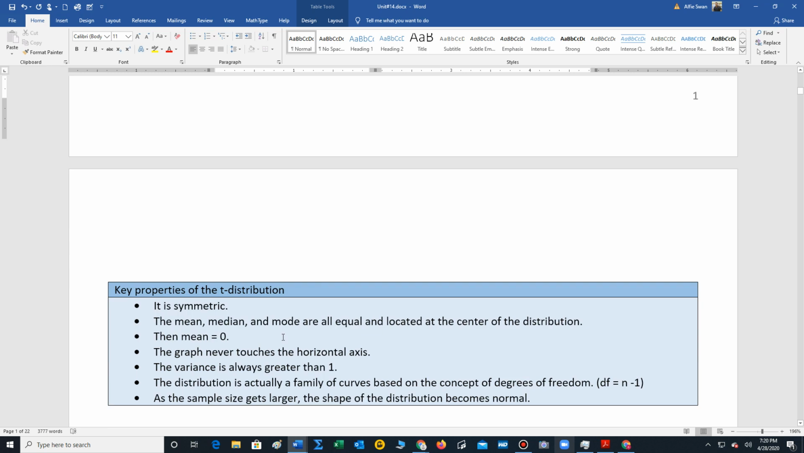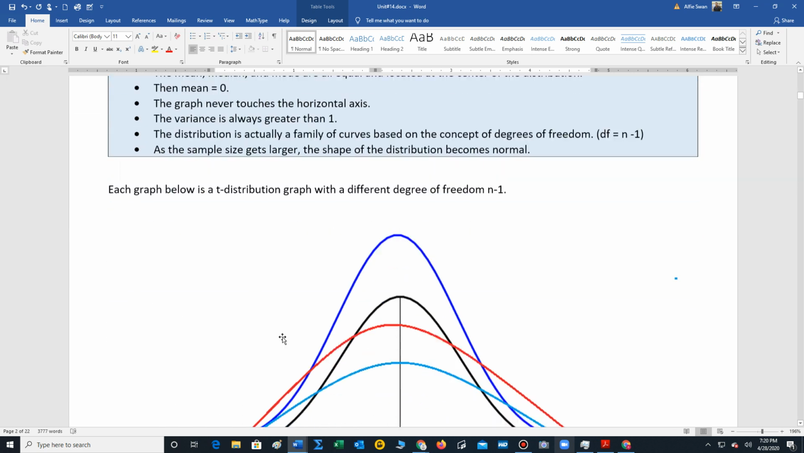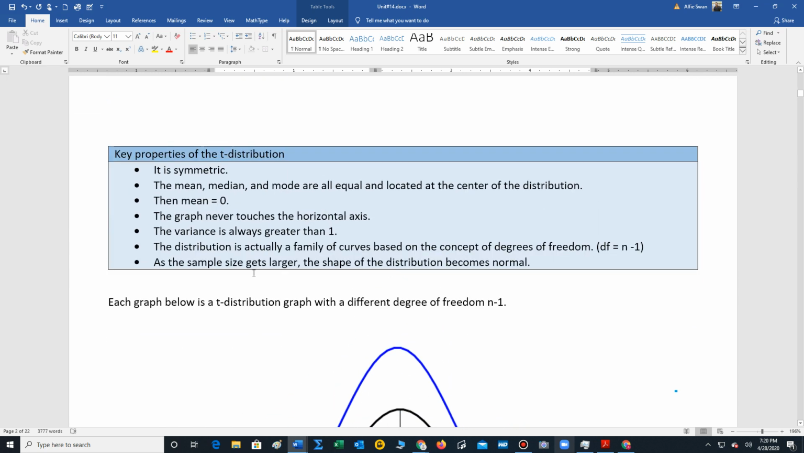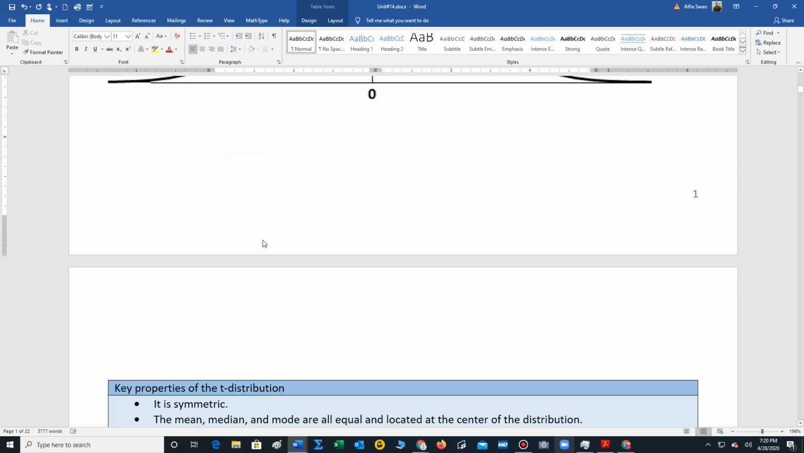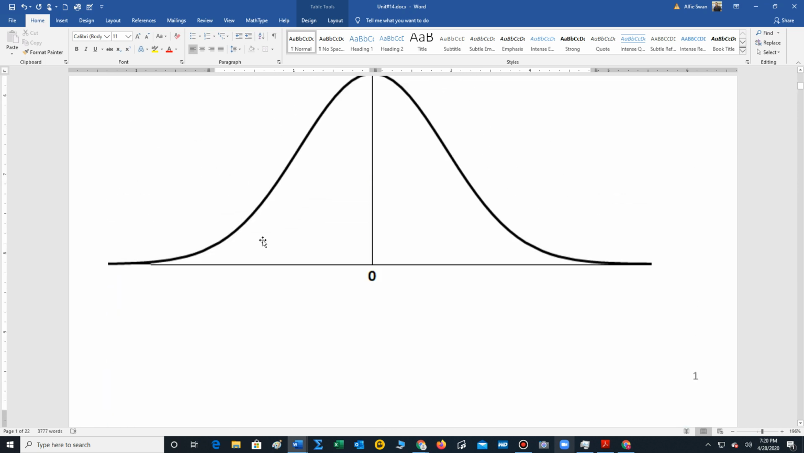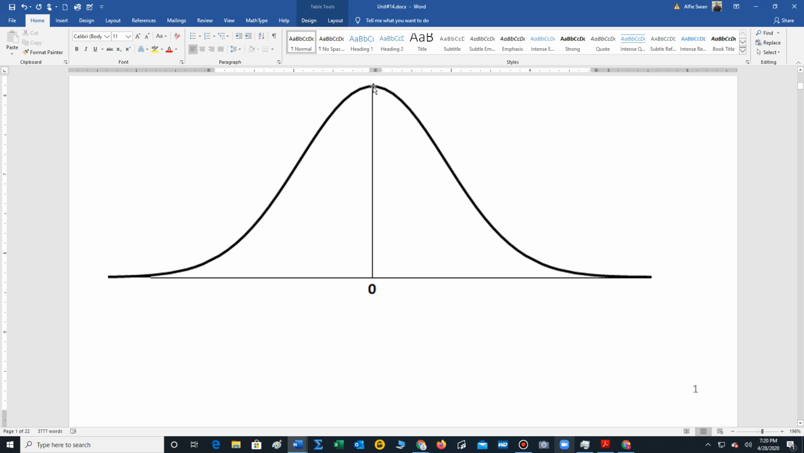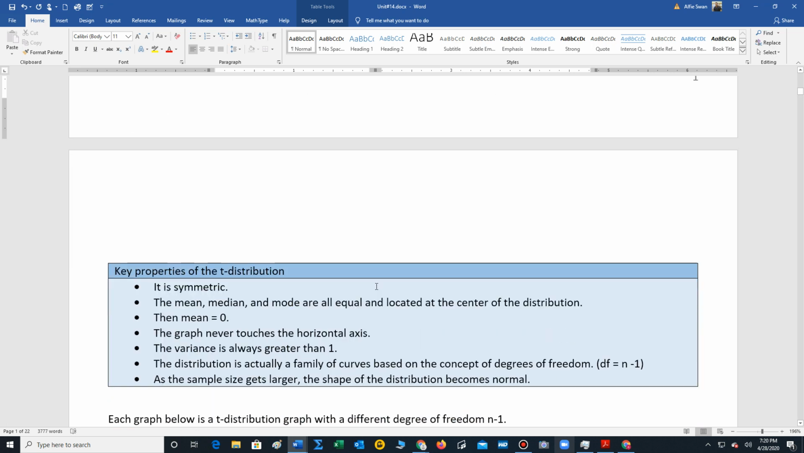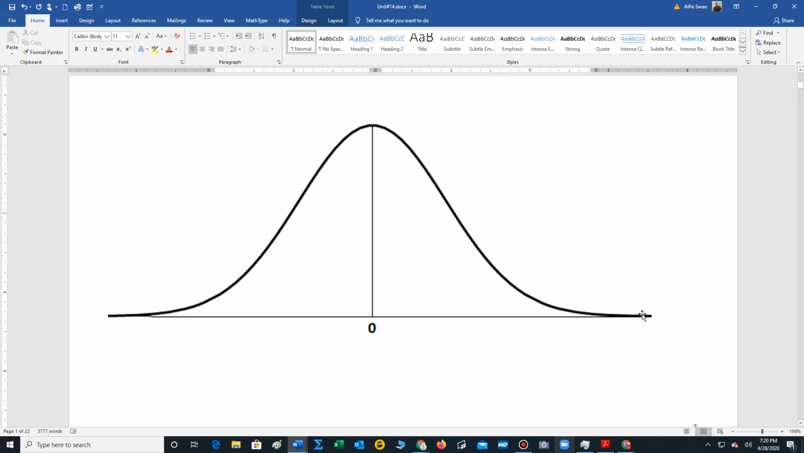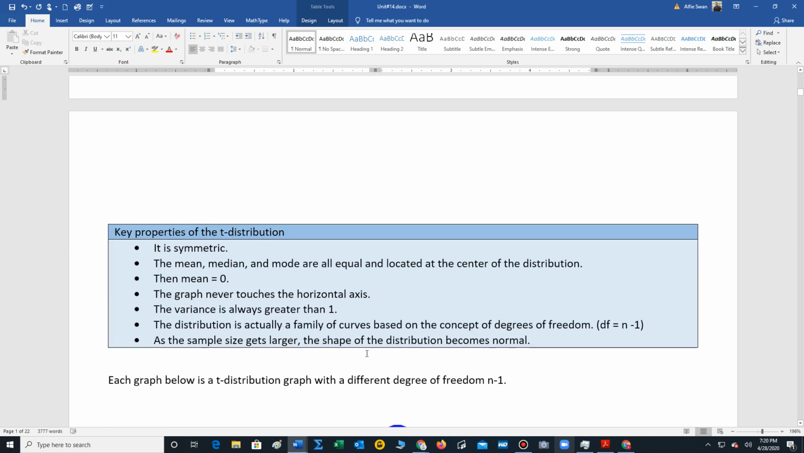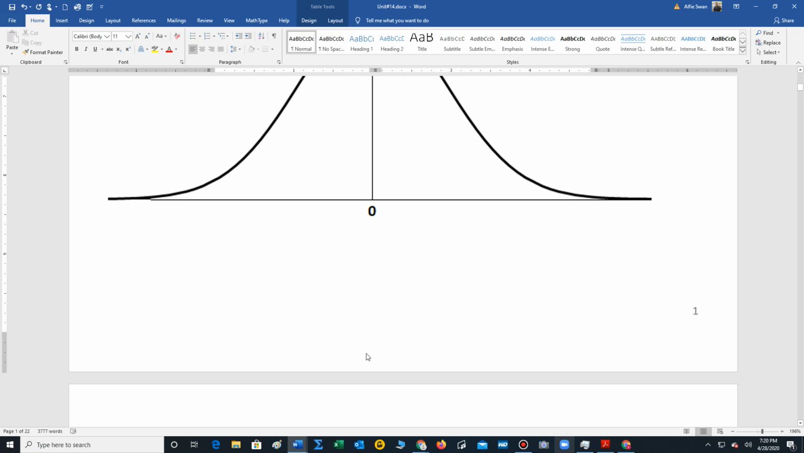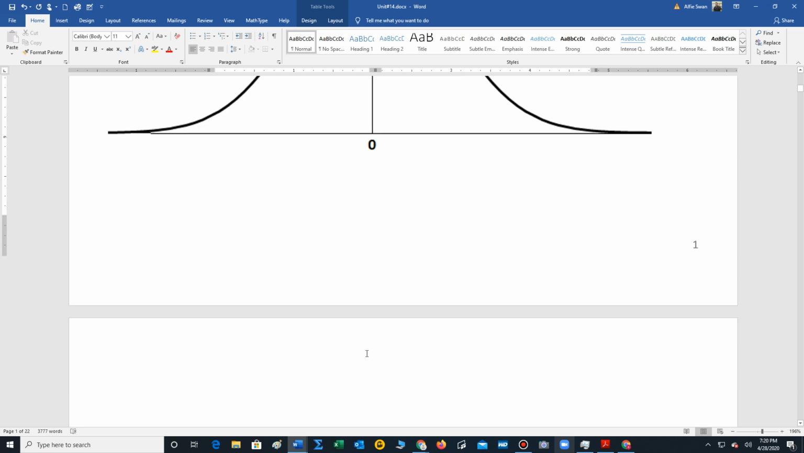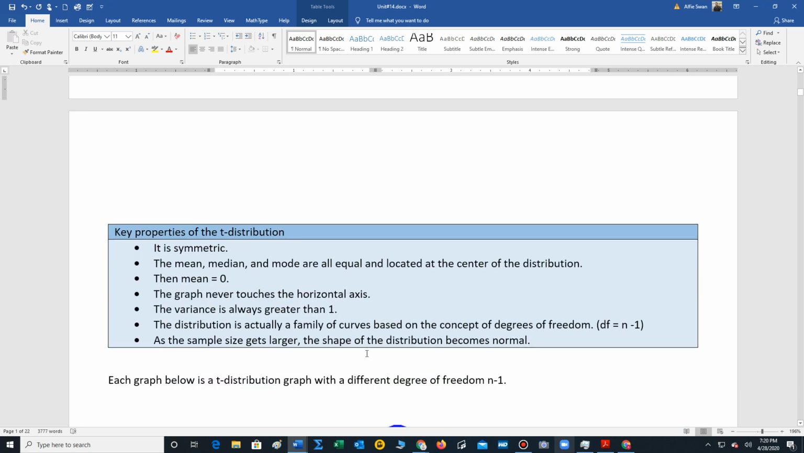We're going to look at some of the key properties. For the t-distribution, it is symmetric about the mean, which is 0. The mean, median, and mode are all located at the center of the distribution. The graph never touches the horizontal axis. It gets very close to it, but never touches it. The variance, though, is greater than 1, so that's a difference in comparison to the normal distribution.